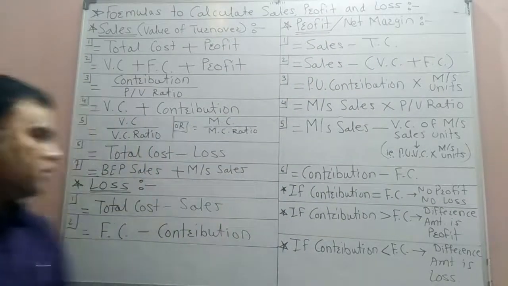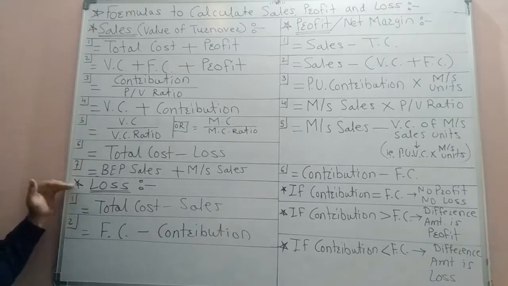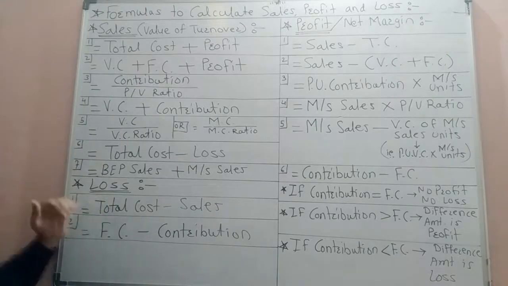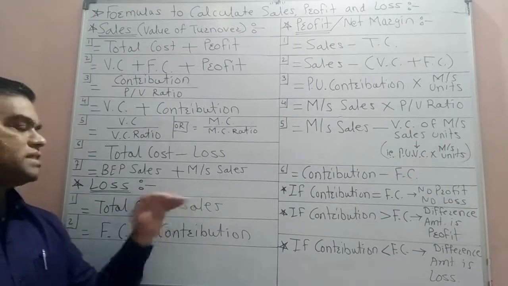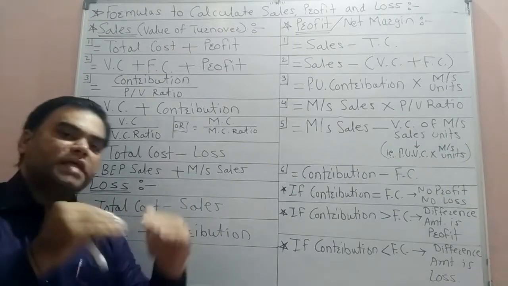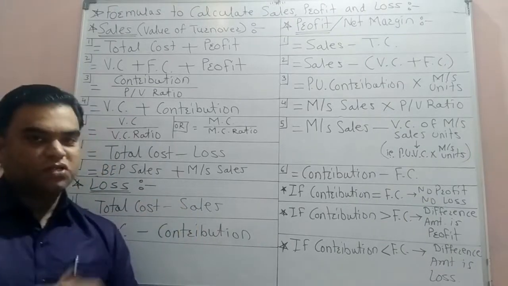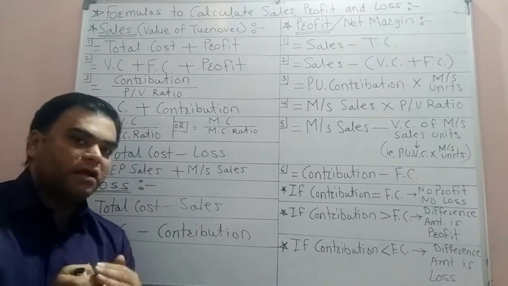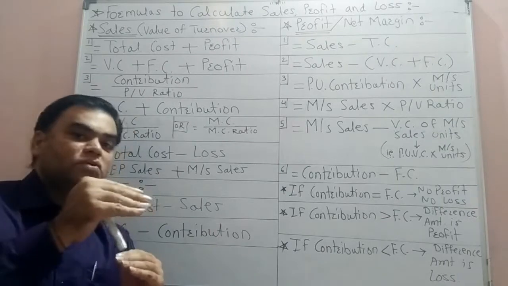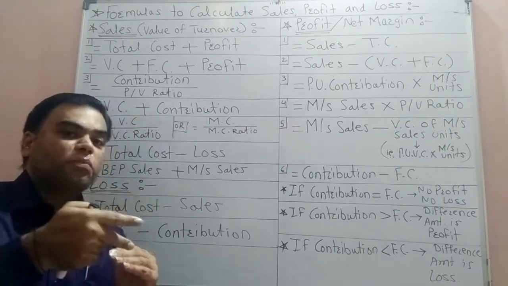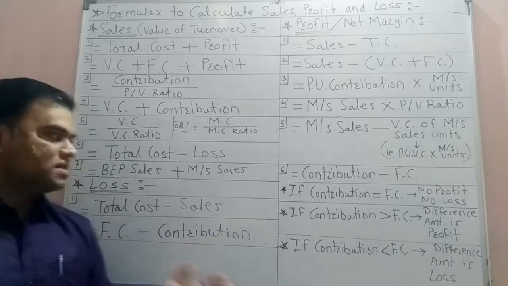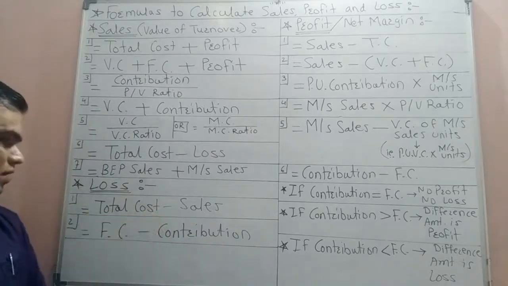Now we are going to discuss formulas available to calculate loss. First, loss is equal to total cost less sales. Whenever our sales is less than cost, obviously we will incur loss. Suppose our sales is 10 and cost is 12. So cost is higher, so that 2 rupees will be the loss. In that way this formula works.